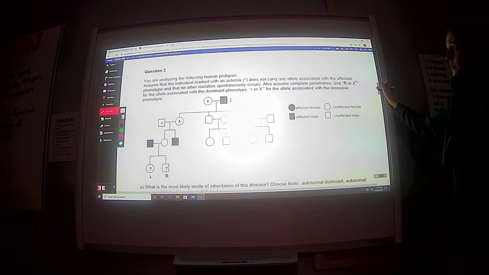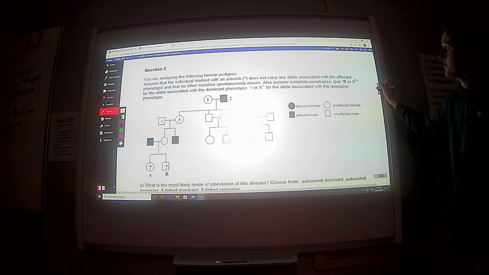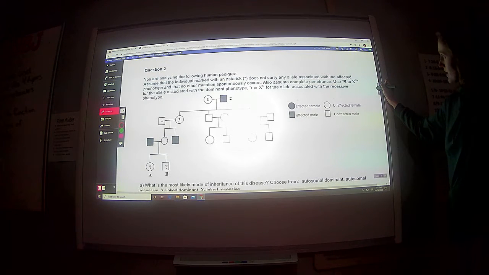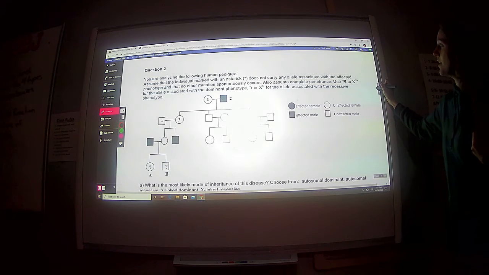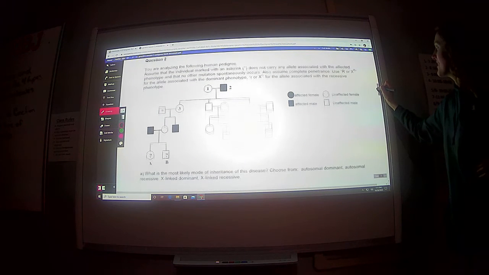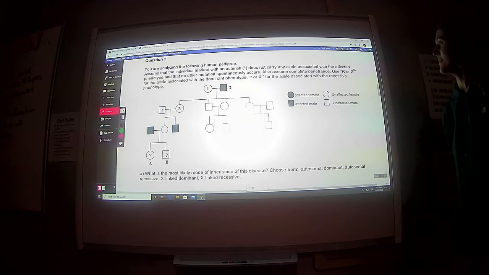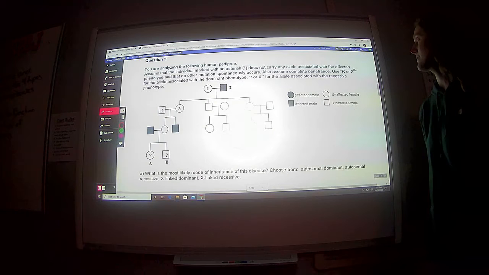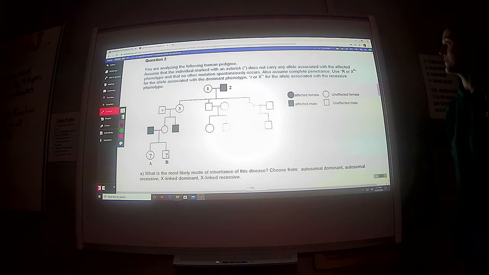You're analyzing the following human pedigree. Assume that the individual marked with an asterisk does not carry any allele associated with the affected phenotype and no other mutation spontaneously occurs. Also assume complete penetrance. Use R or X^R for the allele associated with the dominant phenotype, r or X lowercase r for the allele associated with the recessive phenotype. So they're telling you right off the bat that this one is going to be sex-linked.